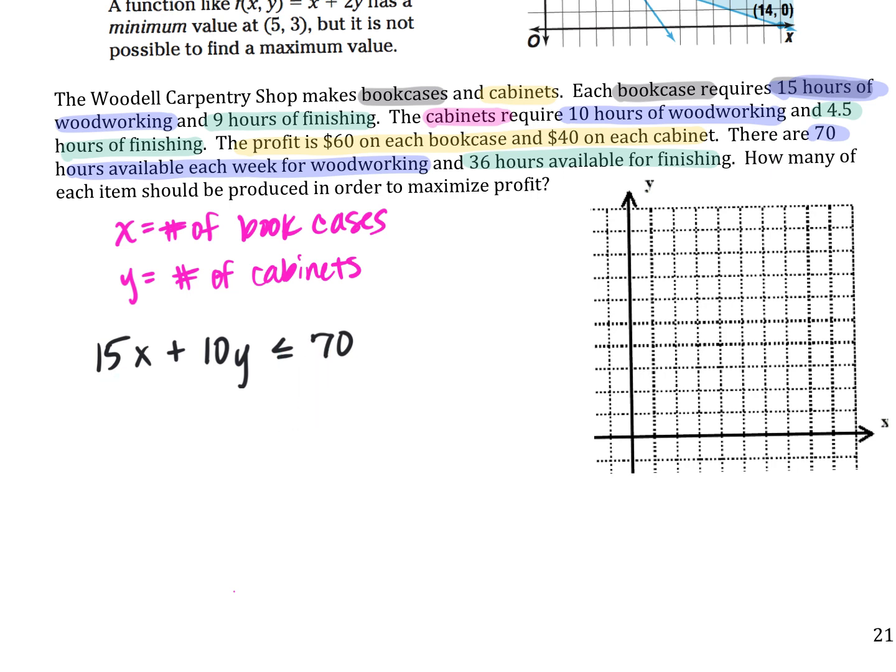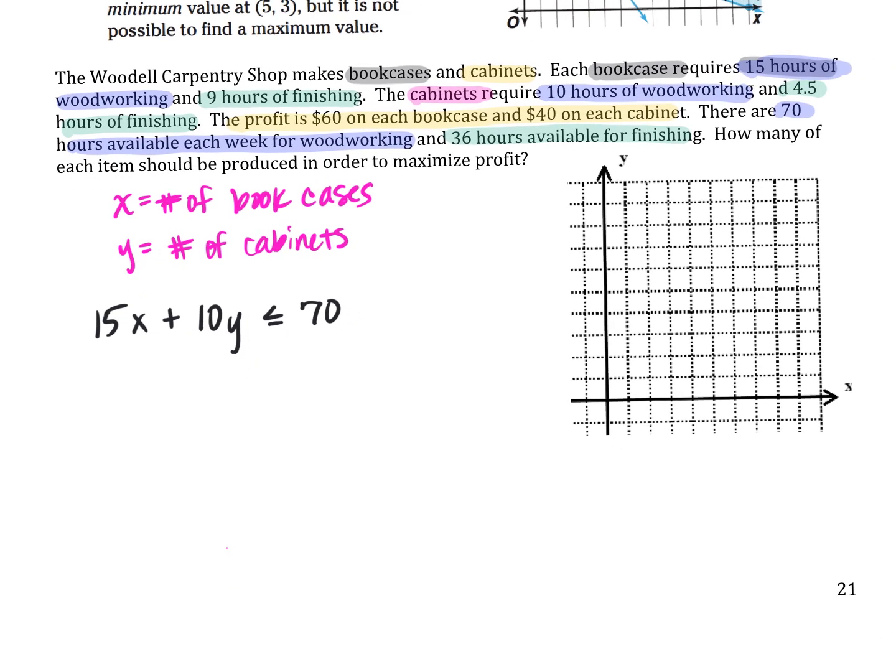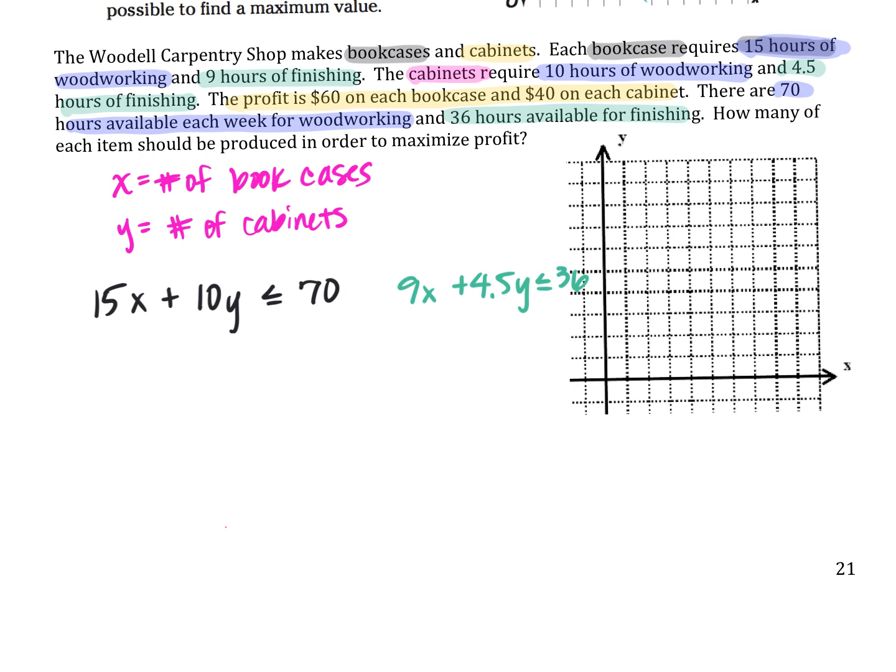Okay. What about the finishing? Can we write a green equation? Coop, you think you can write a green one? All right. Easy. What do you got, buddy? 36 is greater than 9x plus 4.5y. 9x plus 4.5y, I'm going to say is less than or equal to 36, which is exactly what you said of starting with the 36. That's well done, sir.